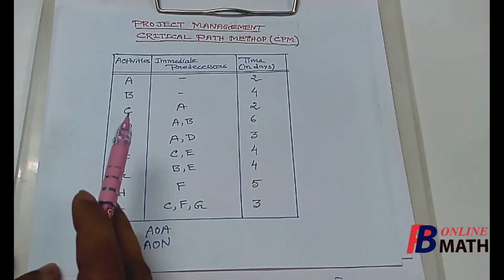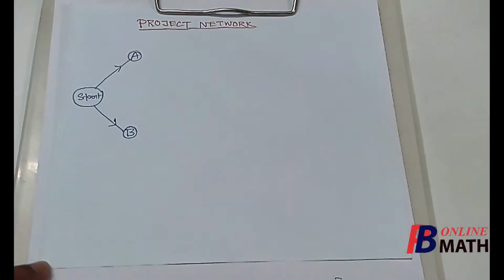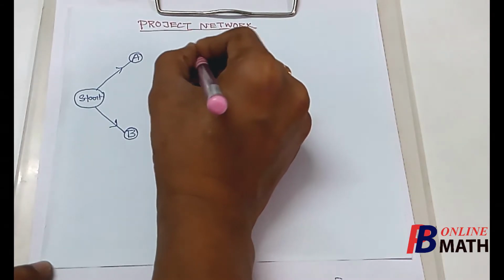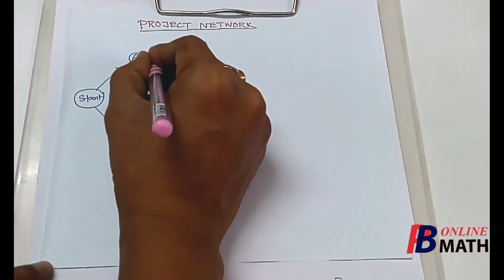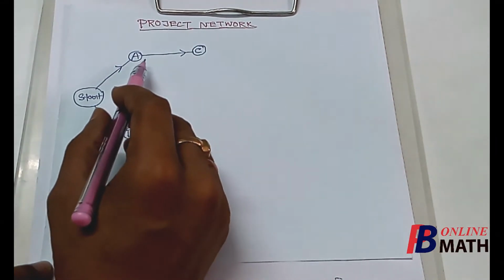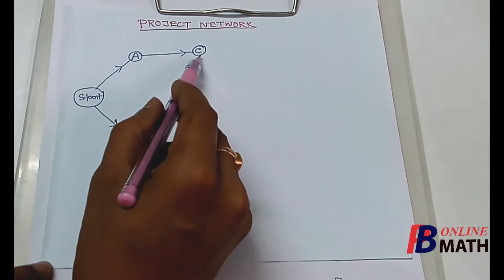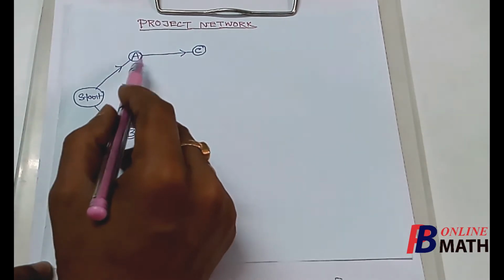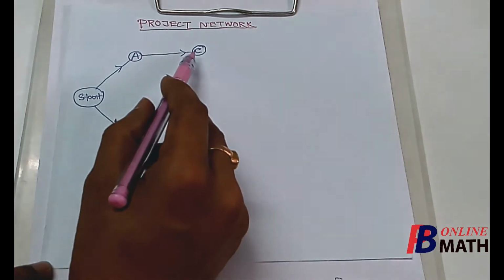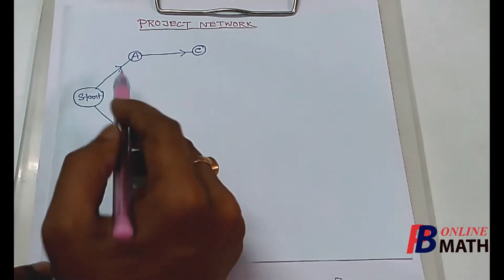From the table we find that the activity C has one immediate predecessor, that is A. So the activity C can be started only after completion of the activity A. So suppose this is the activity C, and we connect both the activities by an arrow. Now the direction of the arrow indicates the successor of the activity A. Since the direction of the arrow is from A to C, that means C is the successor of the activity A, or A is the predecessor of the activity C. That means the activity C can be started only after completion of the activity A.